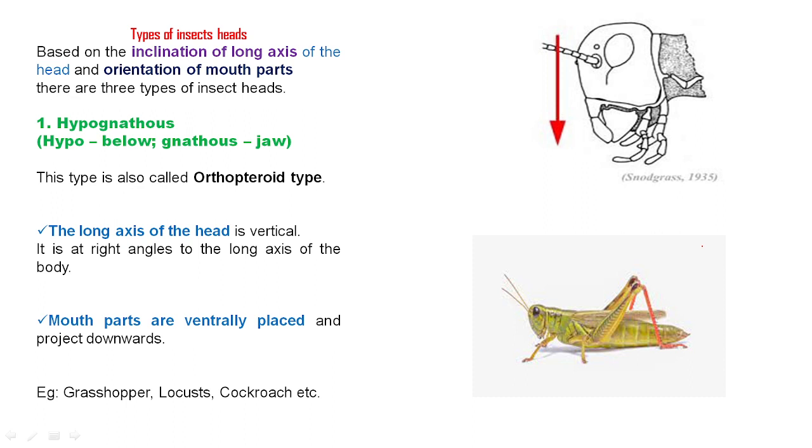See first about hypognathous head. Hypo means below, gnatha means jaw. Here the mouth parts are directed in downward direction. This is also known as orthopterate type of head. Here the long axis of the head is vertical and it is at right angle to the long axis of the body. In this case, the mouth parts are ventrally placed and projected downward. This type of head is found in grasshopper, locust, and cockroach.